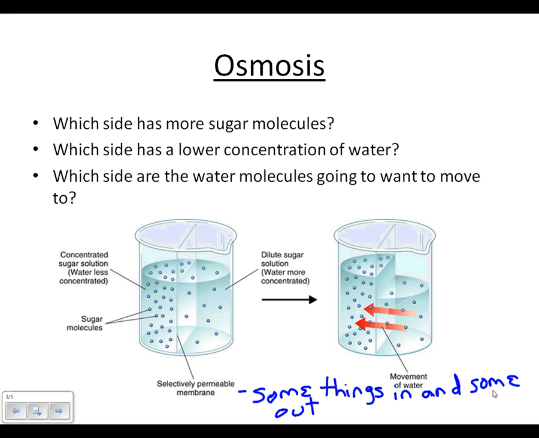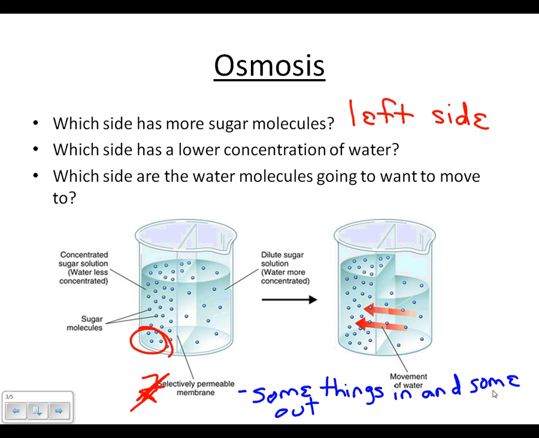So looking at the first question, which side has more sugar molecules? Well, if we look at this beaker here, this one, we see that there are more sugar molecules on this side than the other side. So there's more molecules on the left. So the side that has more sugar molecules happens to be the left side.